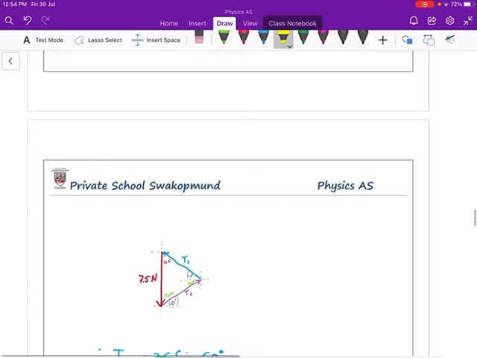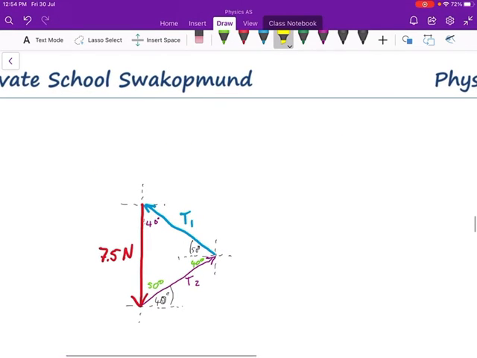There's my vector diagram. I know it looks small, but there we go. Guys, always start with a perpendicular or a horizontal component in there.